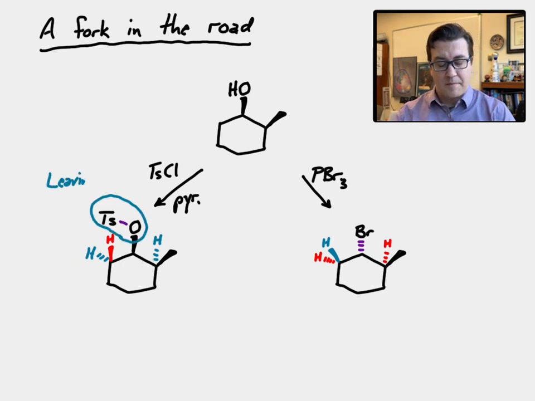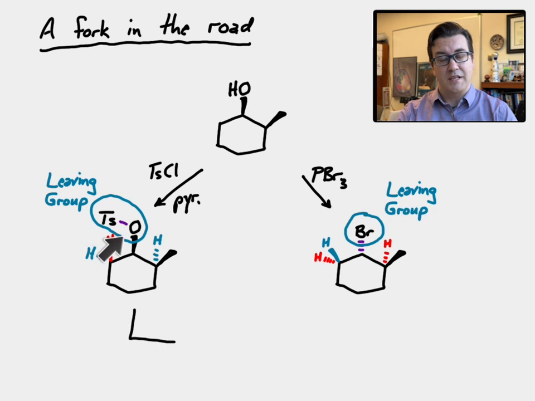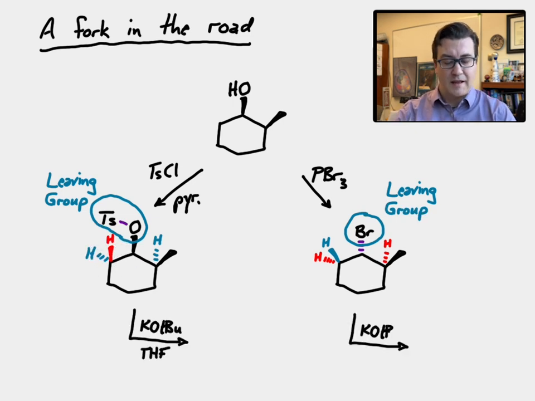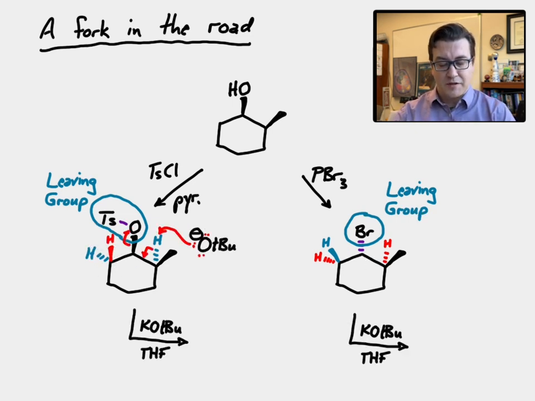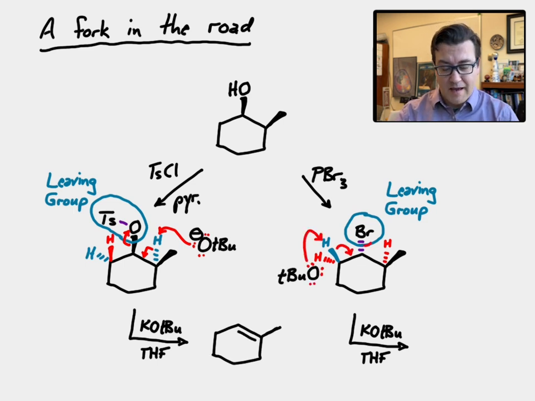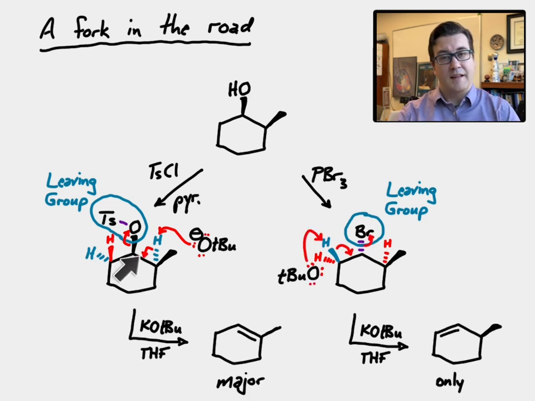Now in this case, this tosylate, the OTs, the whole thing is the leaving group. In this case, the bromide is the leaving group. If we treat these with a strong non-nucleophilic base, in the case on the left, you're going to abstract this hydrogen here to give you this alkene as the major product because it is more substituted. In this case, there is no anti-periplanar hydrogen that would give you the more stable alkene, so it's going to abstract this blue highlighted hydrogen atom here to give you the less stable alkene as the only product.